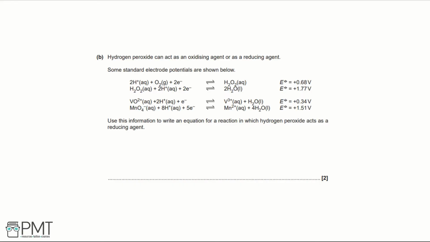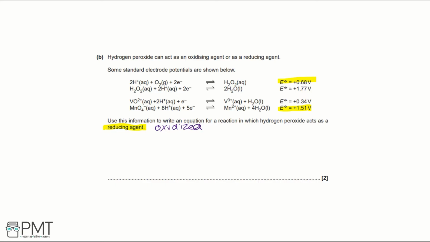Some standard electrode potentials are shown below. Use this information to write an equation for a reaction in which hydrogen peroxide can act as a reducing agent. The key words in this question are reducing agent. That means that hydrogen peroxide is going to be oxidized in the overall equation that we create. So we're going to use the electrode potential featuring hydrogen peroxide with the lower electrode potential. And that means that our other electrode potential will need to be reduced, and we're going to use manganese. So the electrode potential with the second highest value, but it's higher than the electrode potential for hydrogen peroxide.